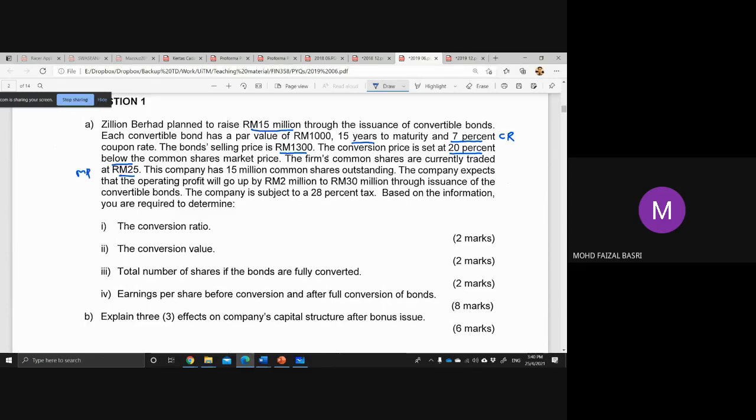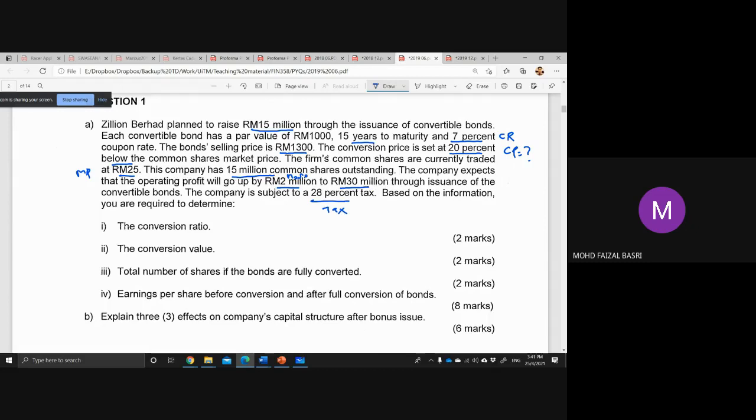So you need to find the conversion price yourself, berapa ringgit. It's 20% discount of 25 ringgit. Company has 15 million common shares outstanding. So the NOSO, number of shares outstanding, is 15 million. Company expects the operating profit will go up by 2 million to 30 million. So read the question carefully. Go up by 2 million to 30 million. So what is old, what is new? Through the issuance of convertible. The tax rate is 28%.